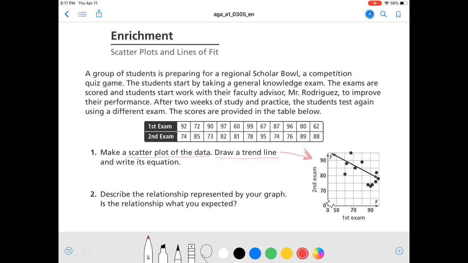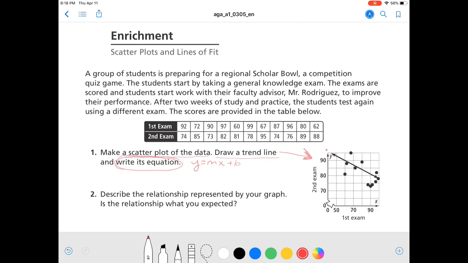In question number 1, they've already made the scatter plot and drawn the trend line for you, so all you have to do is write the equation. So how do we write the equation? I'm going to take you guys through the steps because you're going to need to do this in some of the later worksheets, so this is going to be really important. Make sure you follow along and ask the substitute to pause the video for you if you start to fall behind.